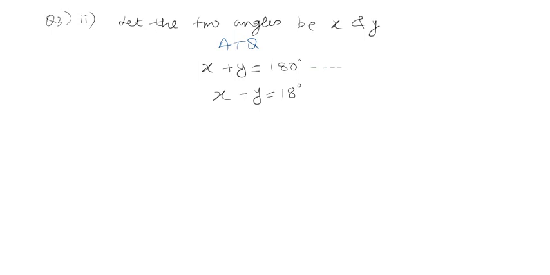So this is equation number 1 and this is equation number 2. What we can do is take out the value of x from equation 2 and put it in equation 1, or vice versa. This time I am taking equation 2. From equation 2, x is equal to 18 degrees plus y. We will take this as the third equation.